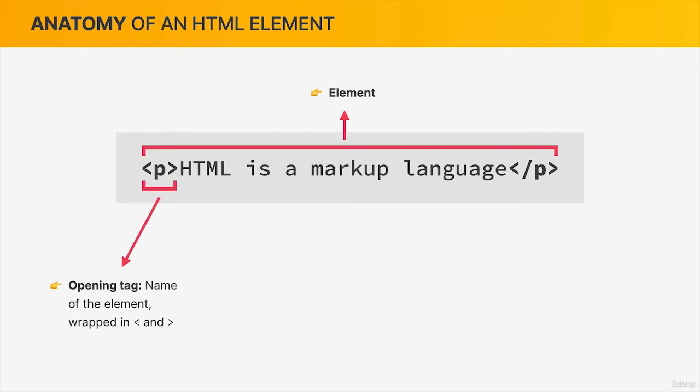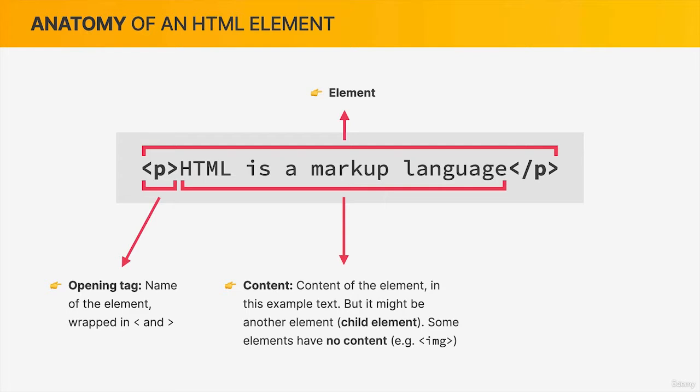Probably they have some other names, but that's how I like to call these symbols. So it's less than, P, and then greater than. Then after that, we have the content of the element. So in this example, that is just text, but there might be other types of content. For example, an element can contain in itself another element, which we then call a child element. Also, some elements, such as images, have no content at all and have only an opening tag.